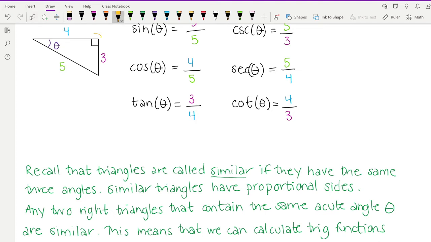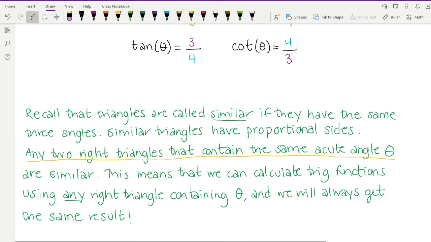Well, it's because we also know that this angle is 90 degrees. We're talking about right triangles here. So any 2 right triangles that contain the same acute angle theta both have a 90-degree angle as well, so the third angle is always going to be the same, because it's just 180 minus the sum of these 2. And so any other right triangle that you can draw that also contains this angle theta is going to be similar to this triangle.